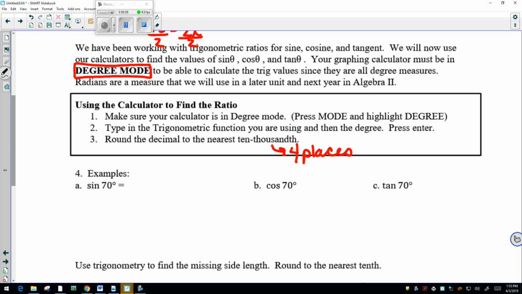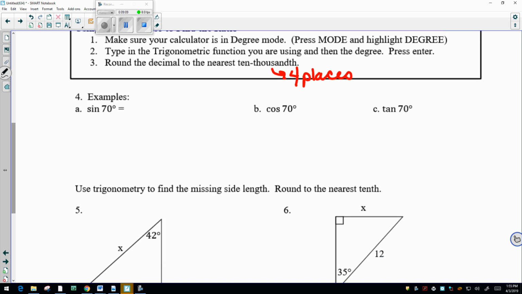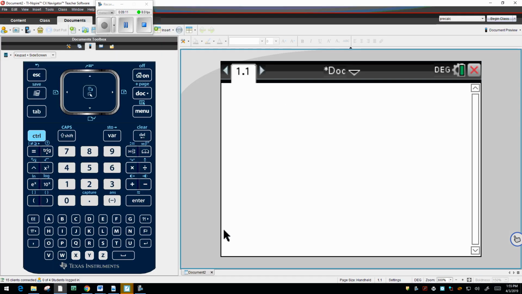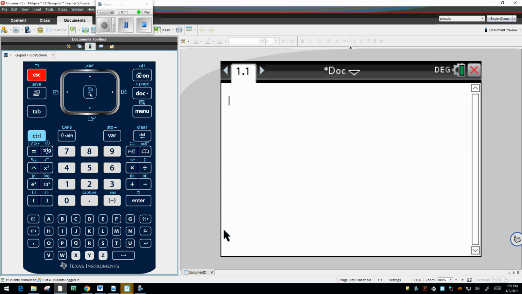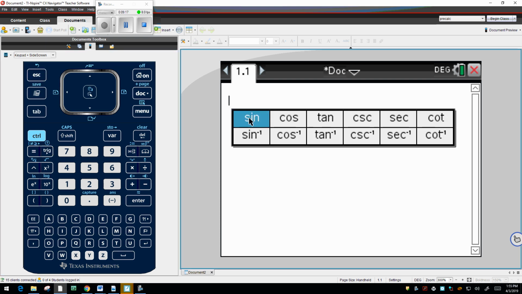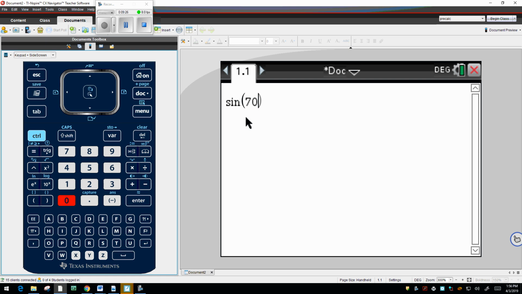Pretty standard rounding, I would say, for trig. So using our calculator, I have the sine of 70. I'm going to go to my trig button, which is right next to 7, and I'm going to take the sine button. Notice I have 2 different sines. I want regular plain old sine, and it opens up a parenthesis. That's looking for the degree, and I'm going to plug in 70.